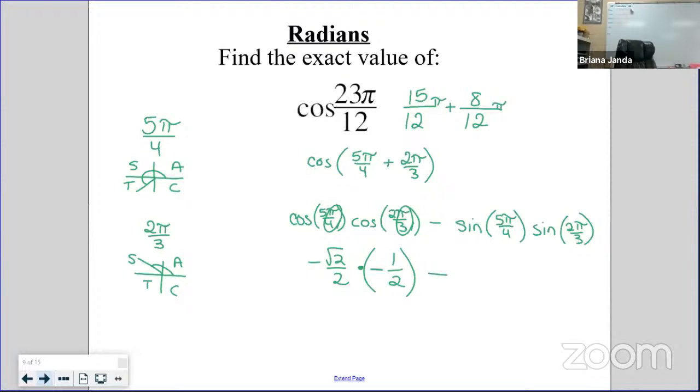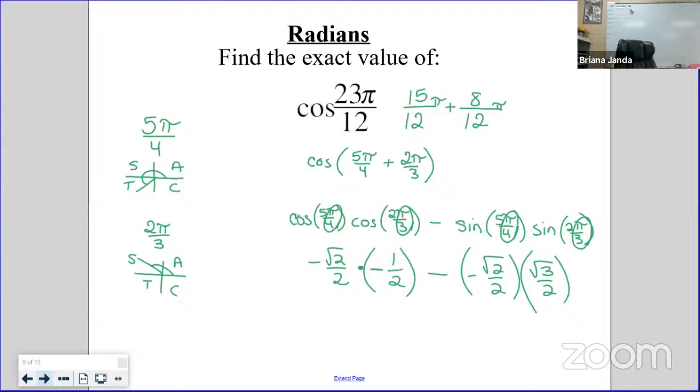Sine of 5 pi over 4. 5 pi over 4 is in quadrant 3. Sine is negative in quadrant 3. Reference angle is pi over 4. Sine of pi over 4 is square root of 2 over 2. Again, negative because it's in quadrant 3. Sine of 2 pi over 3. 2 pi over 3 is in quadrant 2. Sine is positive in quadrant 2. So your last one that we're working on should actually be a positive value. Reference angle is pi over 3. Sine of pi over 3 is square root of 3 over 2. This is when the positives and negatives, we got to slow down a little bit.